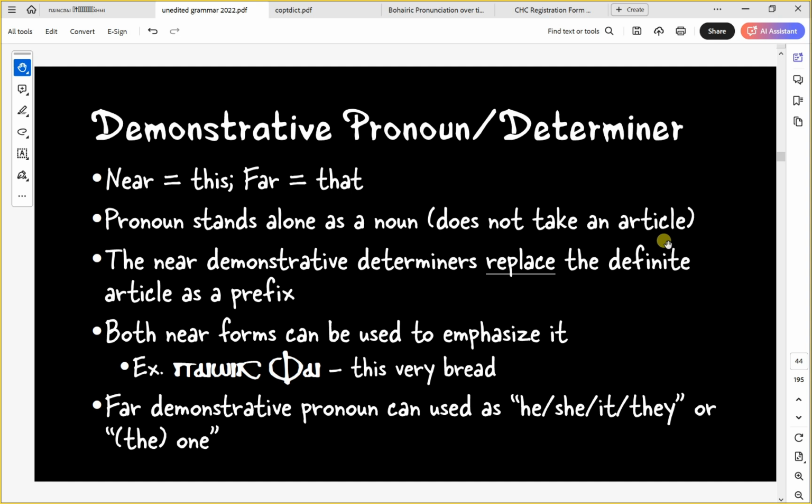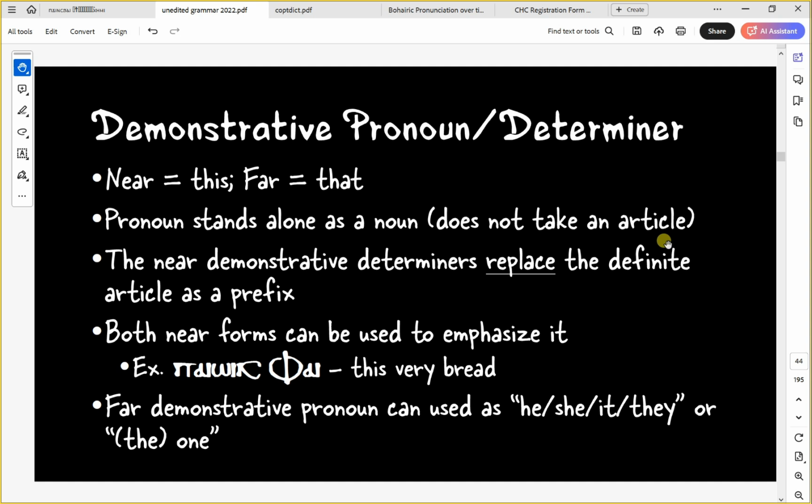Why does the title say pronoun / determiner? The pronoun stands as its own word, similar to a noun, but it does not take an article, because like I said before, pronouns don't take articles. The near demonstrative determiners replace... Okay, wait, let me... Step by step.